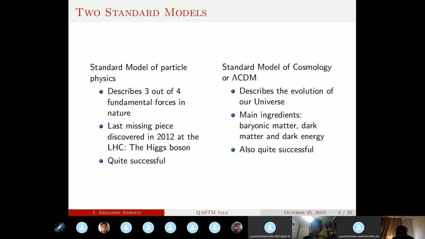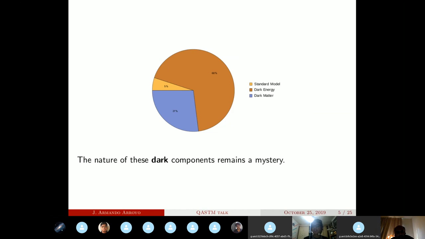Like I said, some of these ingredients in the Lambda CDM model are these dark components, which are dark energy and dark matter. And it turns out that they form like 95% of our universe. What we see every day, this visible matter, is just approximately 5% of the energy density of the universe. So we need them to explain what's going on, but we don't know what they are. This is a big open question in physics. There's a lot of research going on, especially for dark matter, because dark energy is more complicated. So let's put dark energy aside and just talk about dark matter.